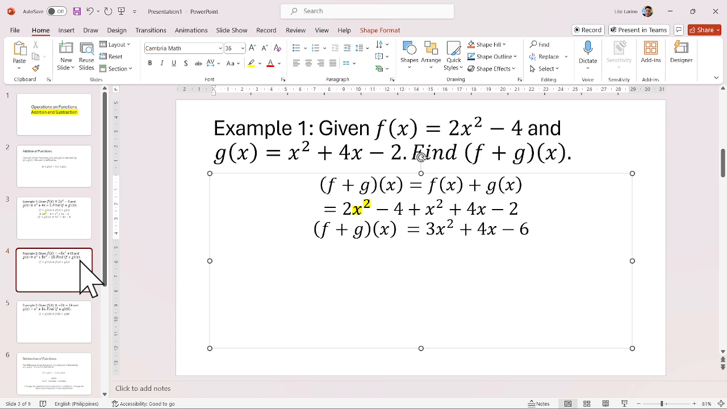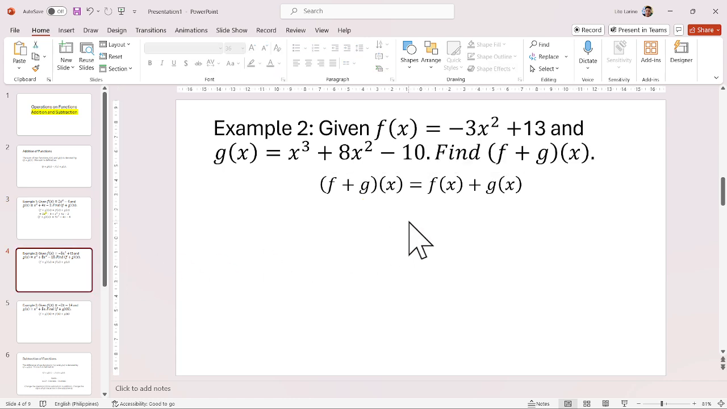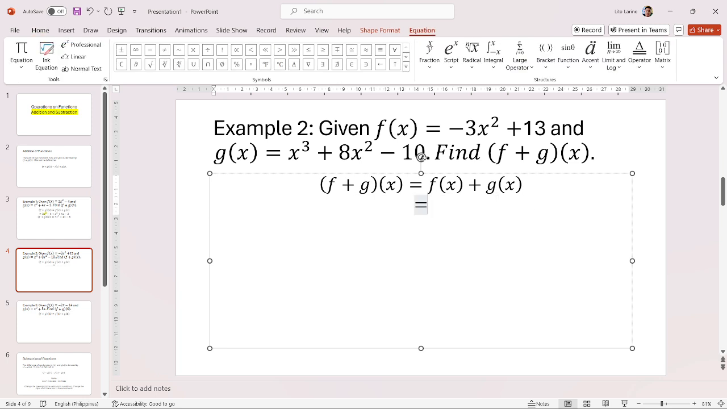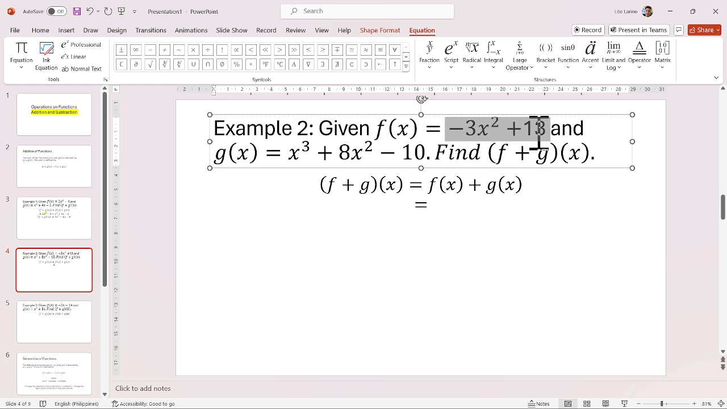Let us have example number 2. Example number 2, the given f of x is negative 3x squared plus 13, and the g of x is x cubed plus 8x squared minus 10. Again, find f plus g of x. Again, this is denoted as the sum of f plus g of x is equal to simply the expression for f of x plus the expression for the function g of x. Let's do this. We have, this is equal to writing down the expression for f of x, and we have negative 3x squared plus 13.